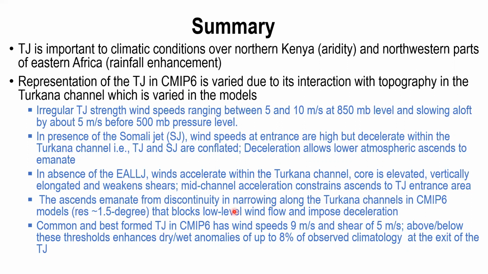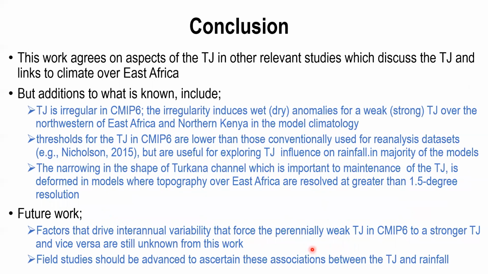So we have ascents emanating from discontinuities from narrowing along the Turkana channel in the models, and that blocks low-level wind flow and impulse deceleration. So we have a common jet in these different models characterized by 9 meters per second maximum wind speed and shears of 5 meters per second, and fluctuations up and above that also cause anomalies in rainfall of up to 8% of the climatological rainfall.